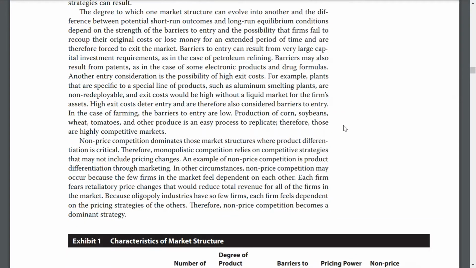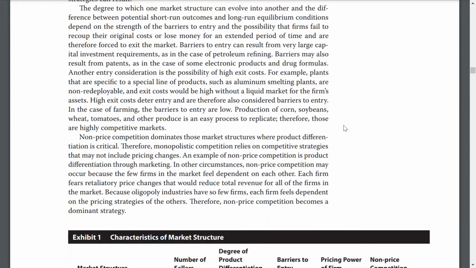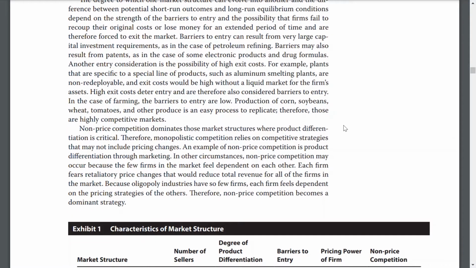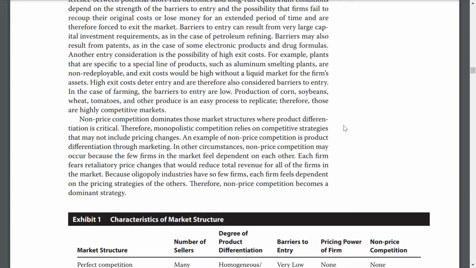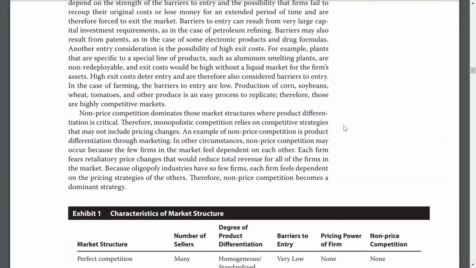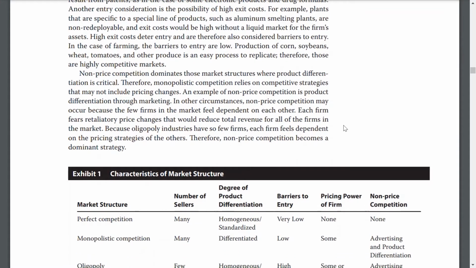In the case of farming, the barriers to entry are low. Production of corn, soybeans, wheat, tomatoes, and other products are easy to process and replicate. Therefore, these are highly competitive markets. Non-price competition dominates these market structures where product differentiation is crucial. Therefore, monopolistic competition relies on competitive strategies that may not include pricing changes. An example of non-price competition is through marketing.